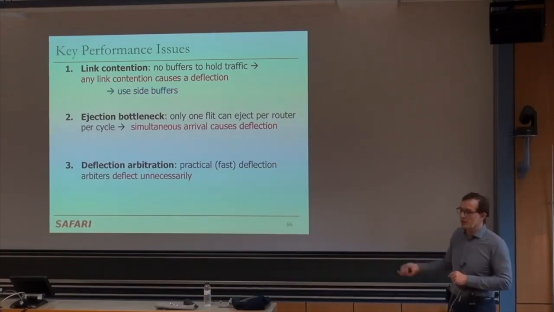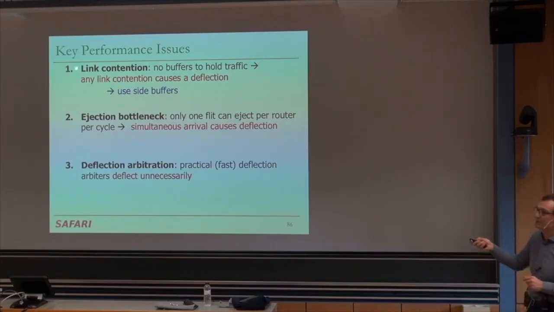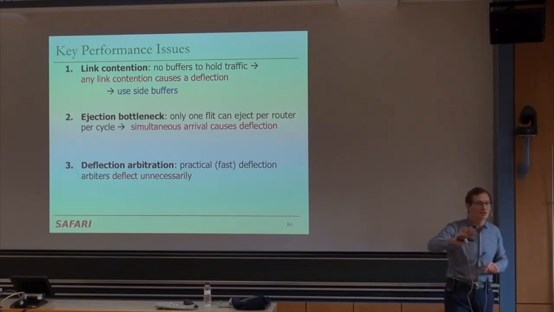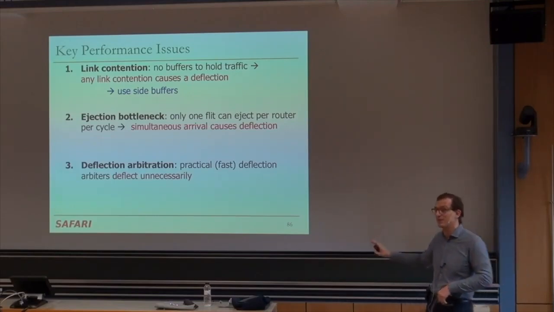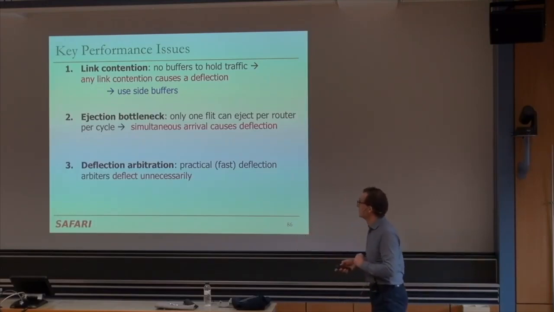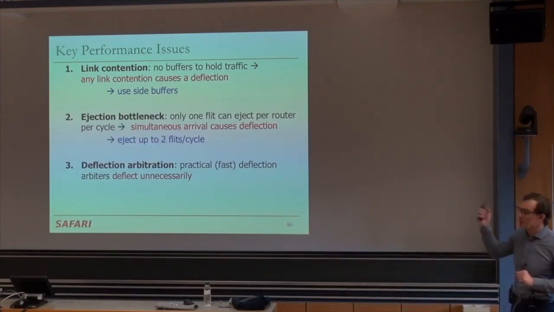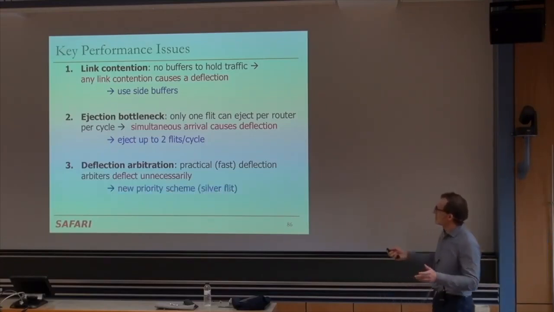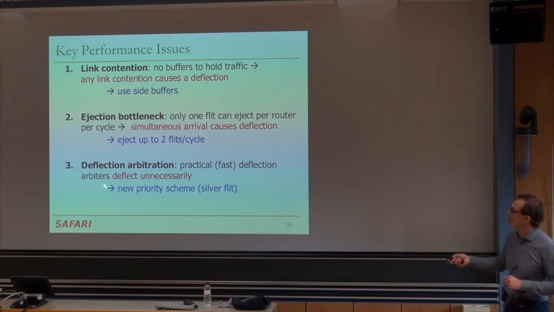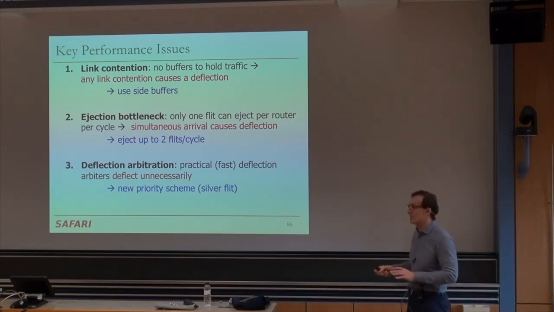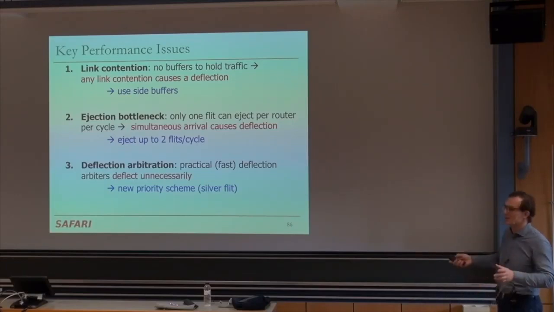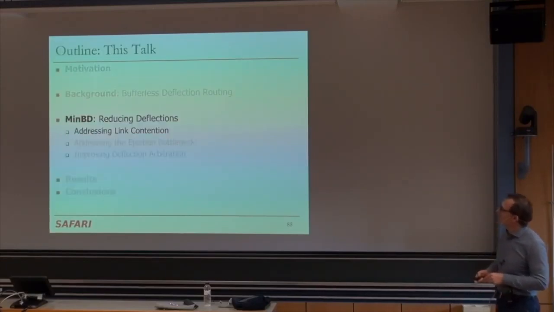So we're going to have three ideas to solve the problem. To handle the link contention problem, we're going to use side buffers. We're going to add a little bit of buffering into the router, but we're not going to put it on the critical path. The buffering is going to happen only for deflected flits. That's a very different kind of buffering than you normally have in routers. And we're going to eject up to some number of flits per cycle. In this case it's 2, because 2 happens to be a good number. And there's a new priority scheme that adds a little more complexity into the router, like a silver level, so that you can prioritize some flits over others, such that you reduce the deflections. Let's take a look at these over here.